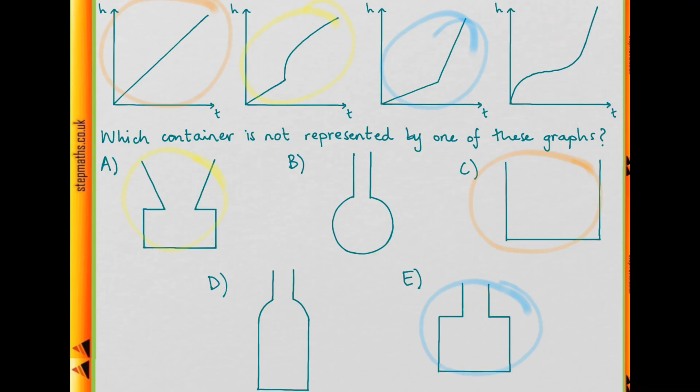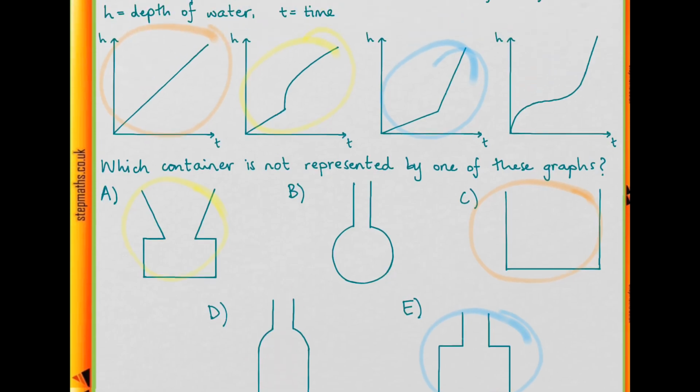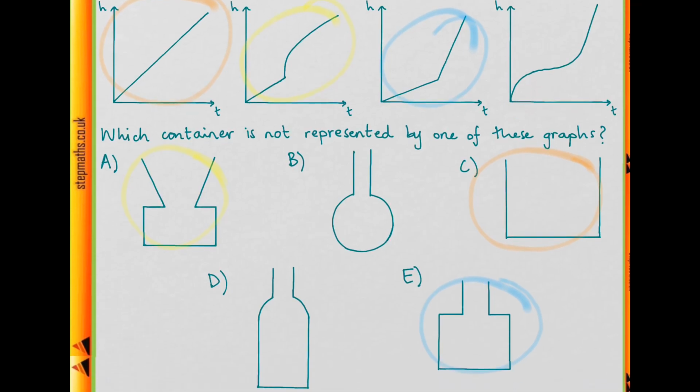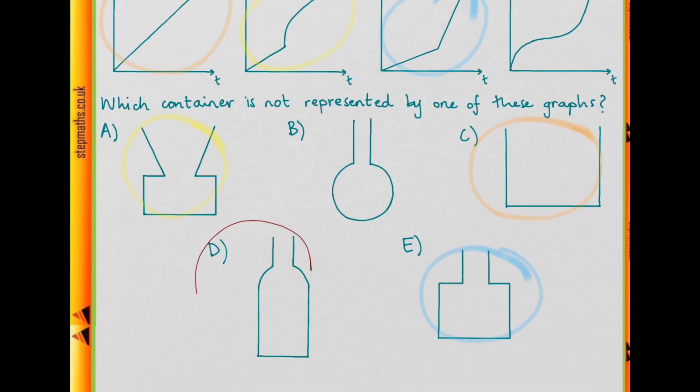Now for this final graph, we've got B and D left, and D at the bottom has straight edges. The width isn't changing, so the water will be rising at a constant rate initially if we're pouring it into D. But for this graph, it is not straight at the beginning. So this is indicating that the water isn't rising at a constant rate initially. Therefore, this graph can't correspond to D. So D is the container that is not represented by any of the graphs, and that's our answer.